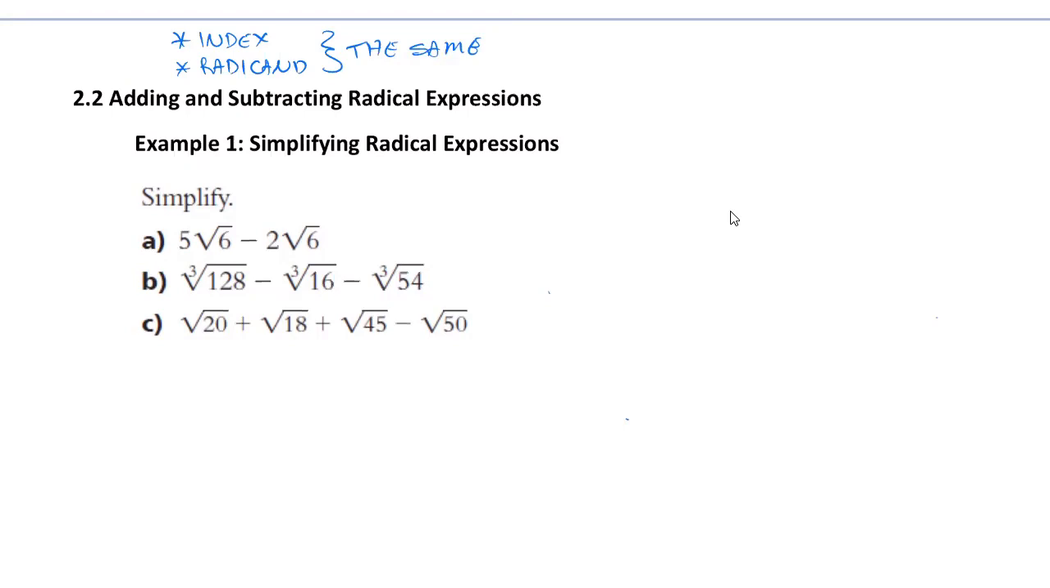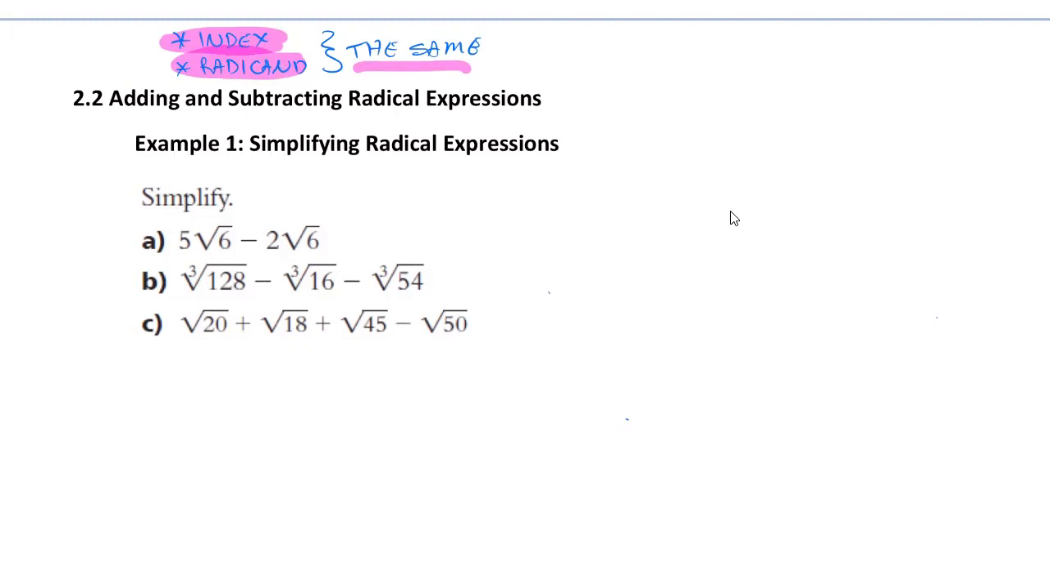The key to adding and subtracting radical expressions is exactly how it's noted right here. You need to have the same index and you need to have the same radicand. Okay, so the index and the radicand have to be the same in order to be able to add or subtract radical expressions together.